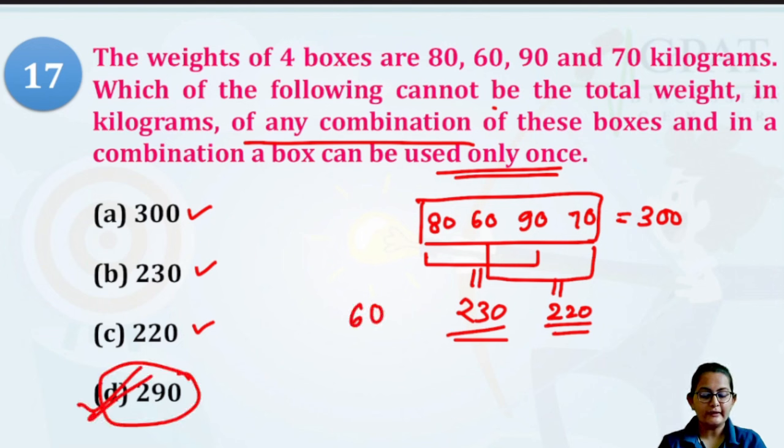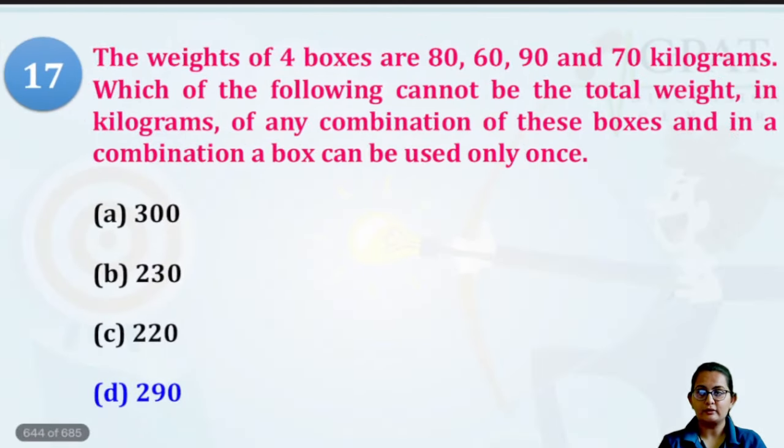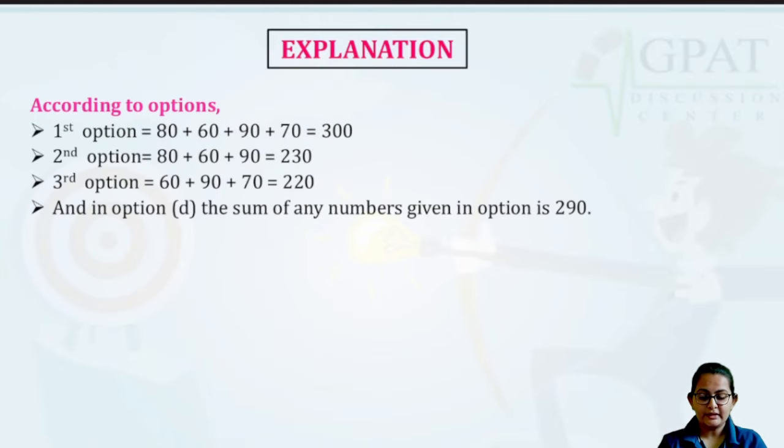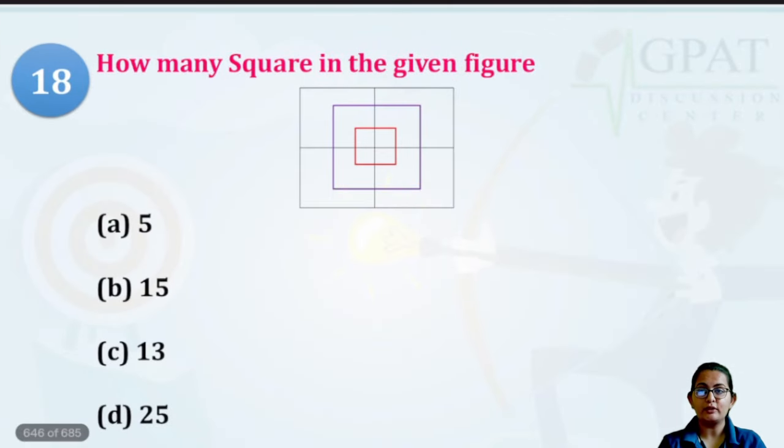Even if you take 60, 70, 80, or even if you take 90, 80, 70, this combination also you try. You will not get 290 as the answer, and that is what the question has been asking. Okay. So you can see all of them are possible, but 290 is not possible. And that is what the question is.